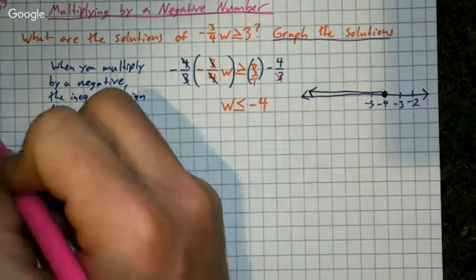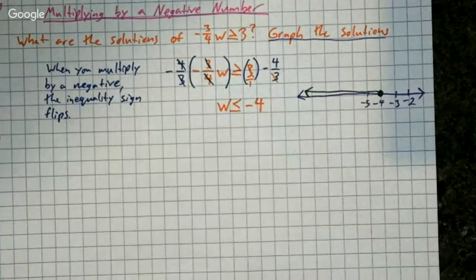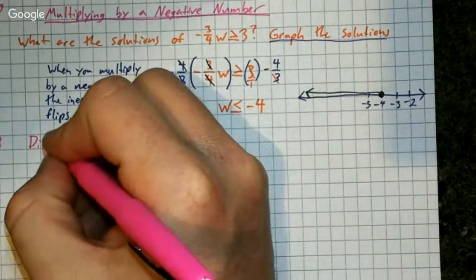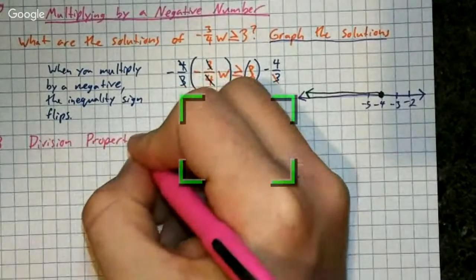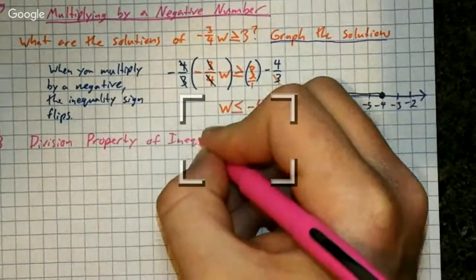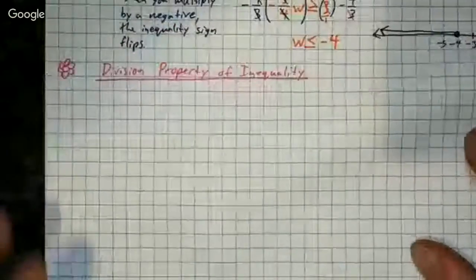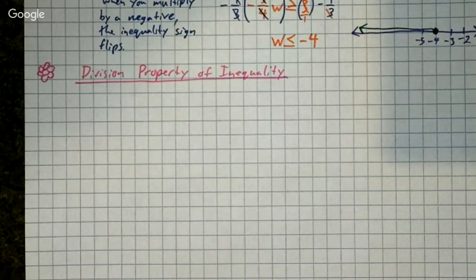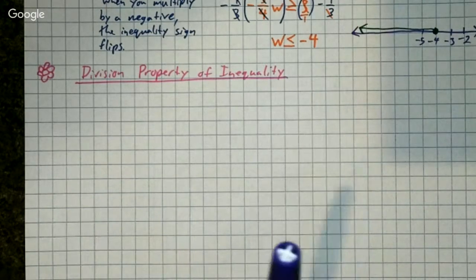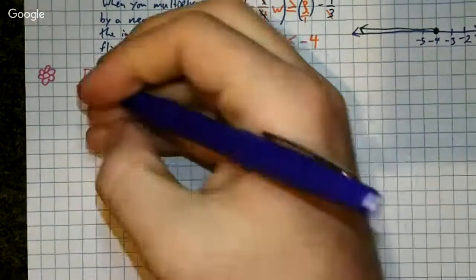Now, this is just going to be some details again. Oh, I'm getting good at drawing flowers. Okay, and this next one is going to be called the division property of inequality. Now, just like the multiplication property of inequality, the division property of inequality looks the same. Again, I'm going to take the two colors I was using, purple for the main idea, and then my green for my details there.